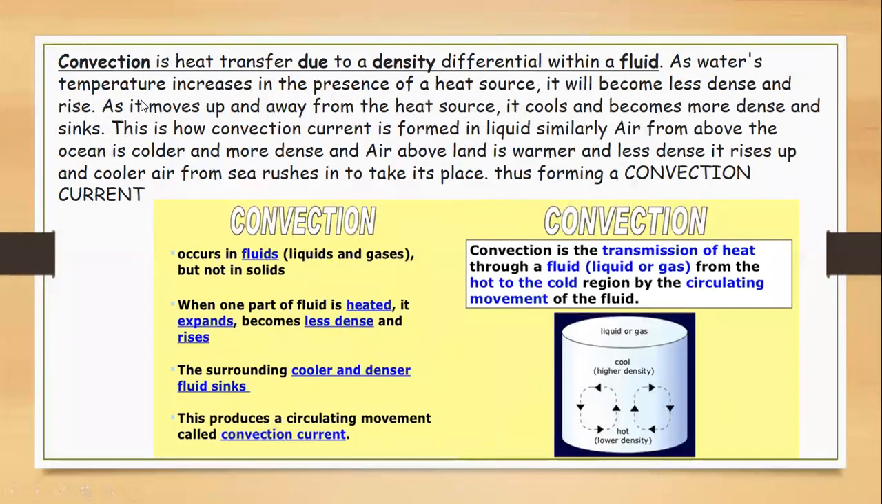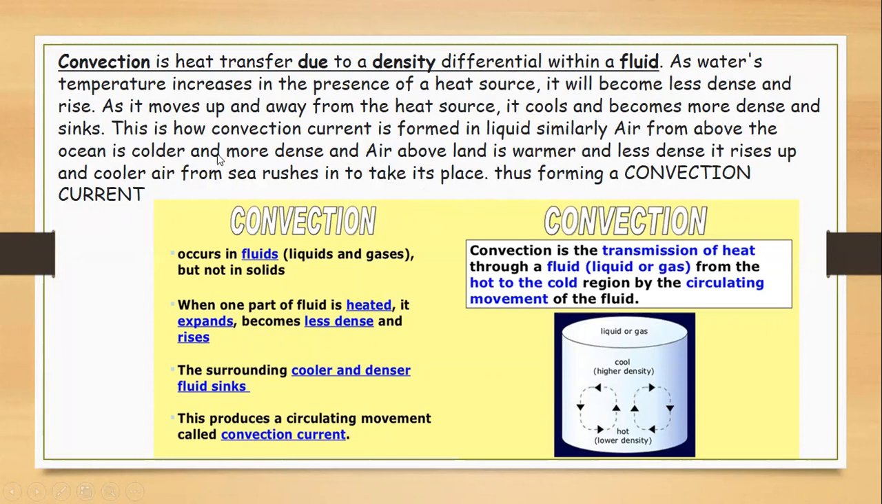Now, convection is heat transfer due to the density difference within the fluid. You can see that when the temperature increases in the presence of a heat source, it becomes less dense, it expands. The molecules themselves do not get bigger, but the intermolecular distance becomes large. So it expands, so it becomes less dense, and as it moves up and away from the heat source, it cools and becomes more dense and then sinks. This is how the convection current is formed in liquid, and similarly in air.